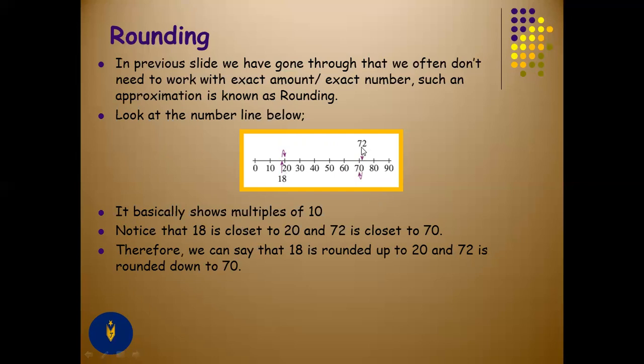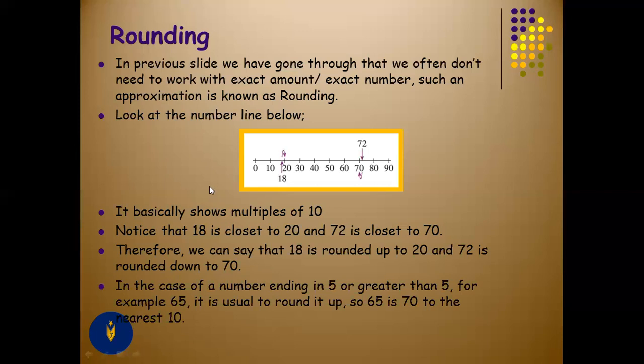We can take any example here. If it is 18, we see which number it is closest to, which is 20, so we say 20. If it is 72, it is closest to 70, so we say 70. Therefore 18 is rounded up to 20 and 72 is rounded down to 70. Rounded up means you are going forward, and rounded down means you are coming backward.